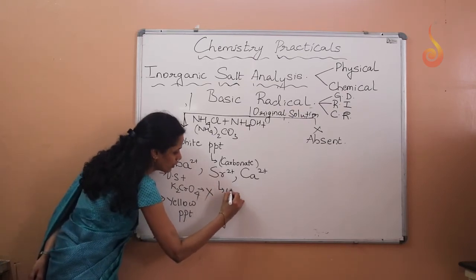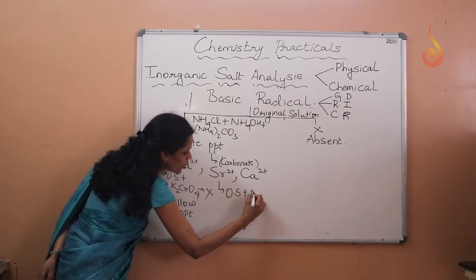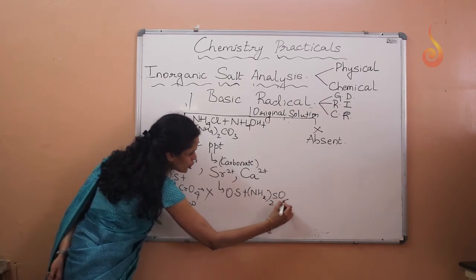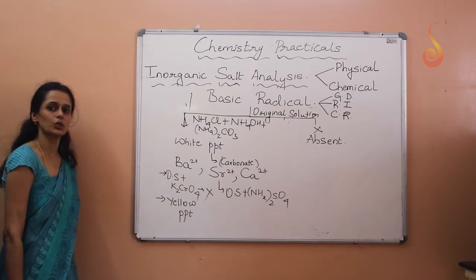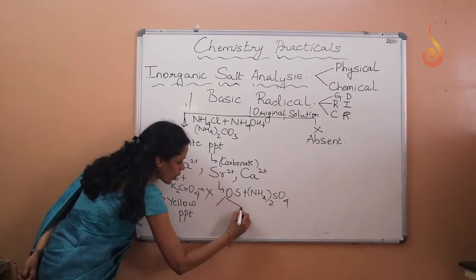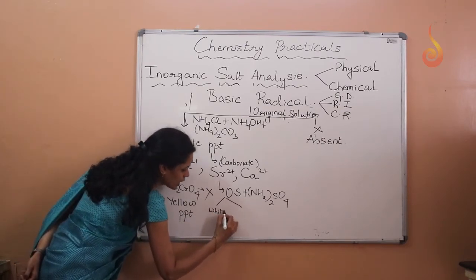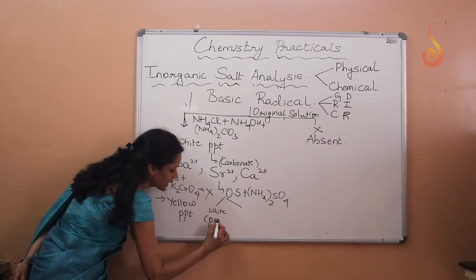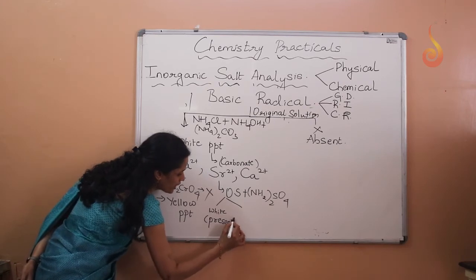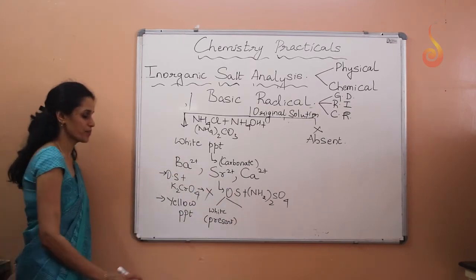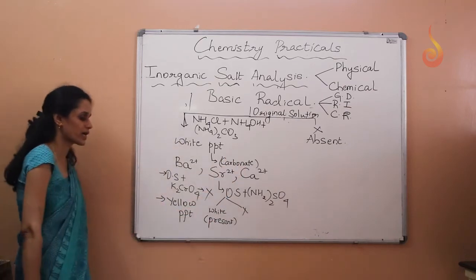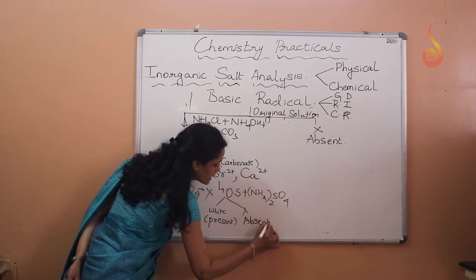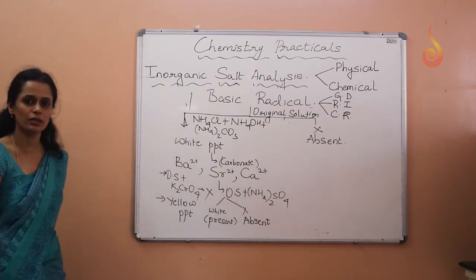So, to test for strontium, we'll add ammonium sulfate solution to the original solution. If we observe a white color precipitate, then strontium ion may be present. Suppose we don't observe a white color precipitate, then strontium ion is absent in the solution.